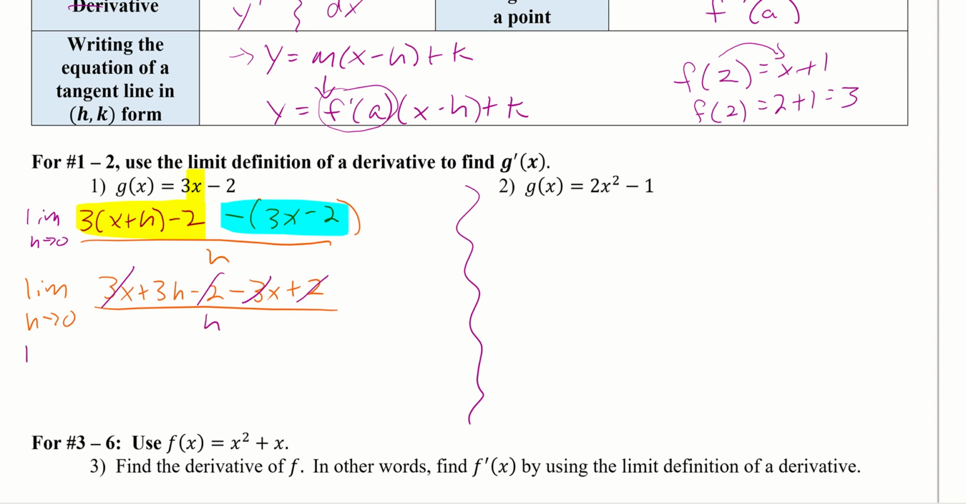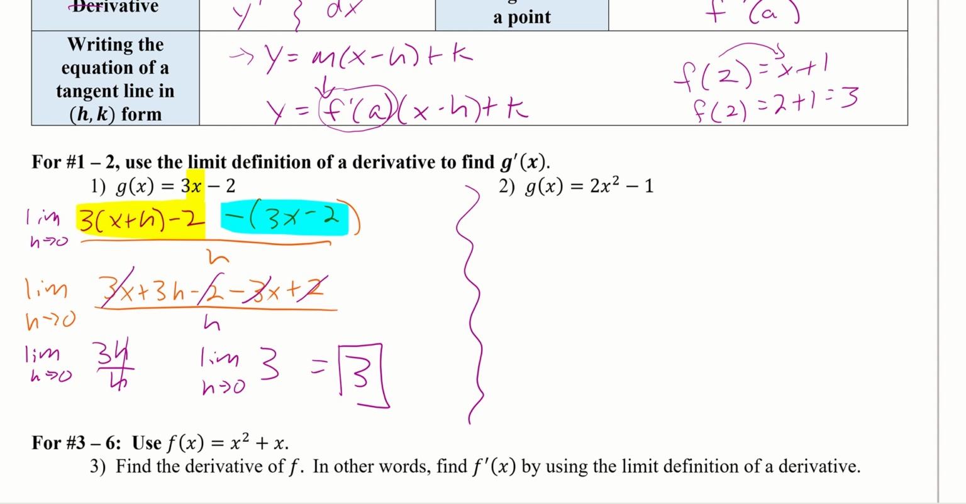Cool. And so now what I'm left with is the limit as h approaches 0 of 3h over h. And so that cancels out, and so it goes to the limit as h approaches 0, which I don't have any h in, of 3. So since it's a constant, we just have 3. Okay. So again, that would be the slope of the tangent line. Not the equation, but the value of it, okay?